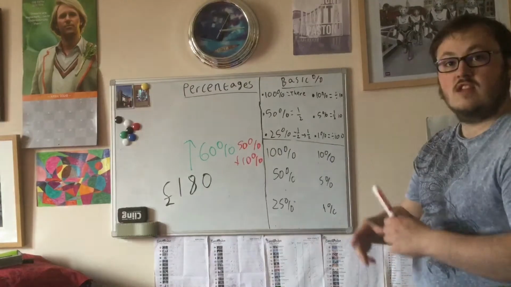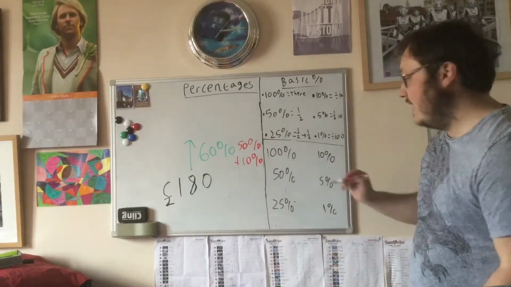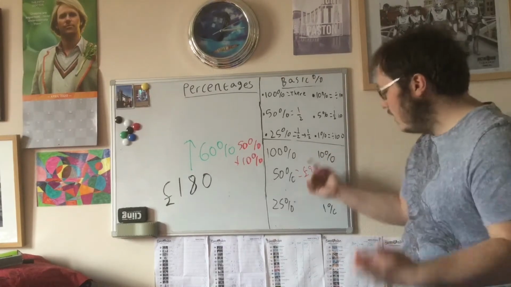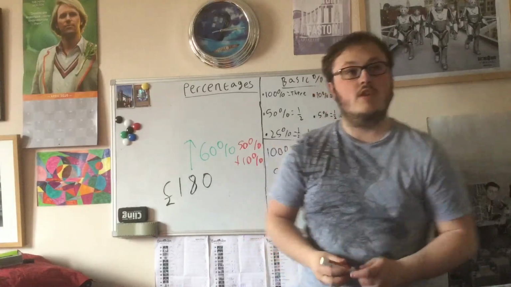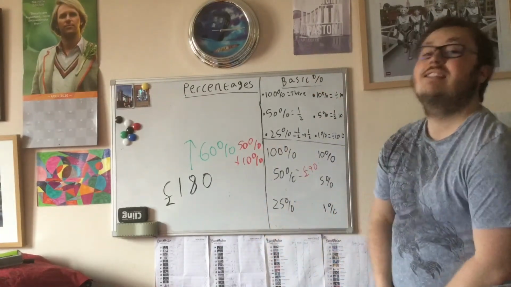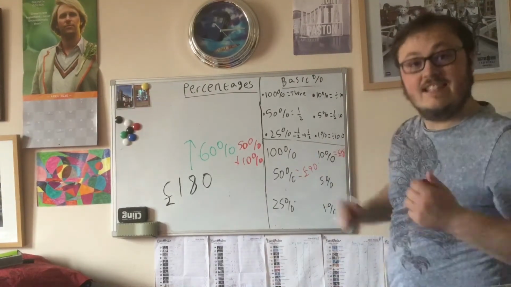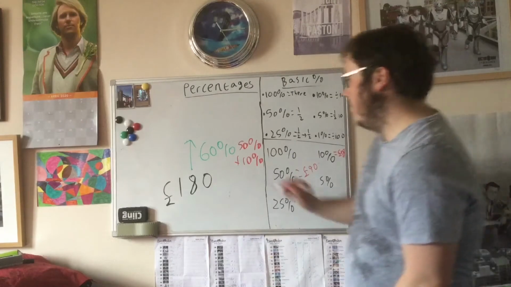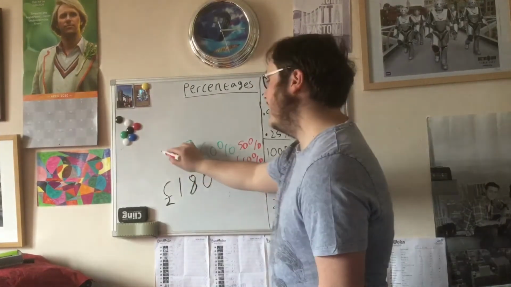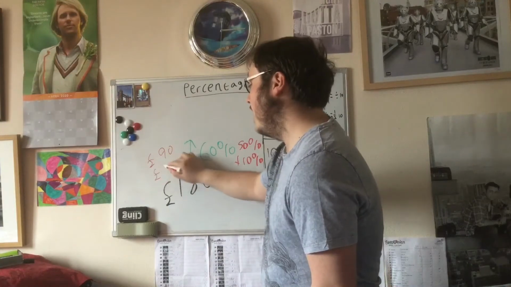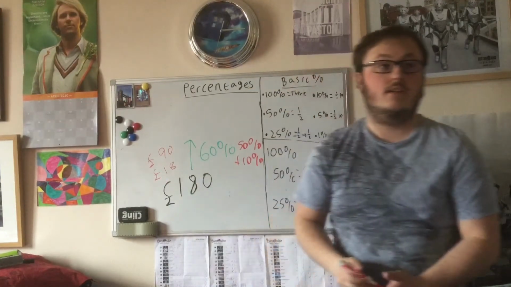What you do is you just halve it. What's half of 180? £90. And then how do we find 10%? Well, you divide 180 by 10. So 180 divided by 10 is £18. So all we have to do is add 90 and then add 18 to that.